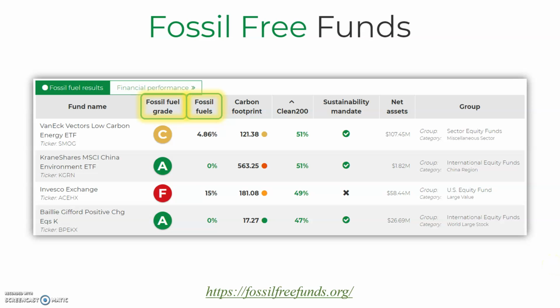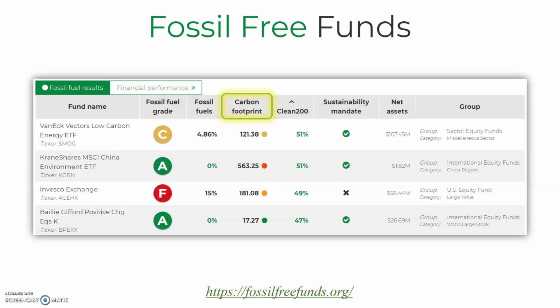The first category is the fossil fuel grade, which is based on the percentage of the total fund assets that are invested in fossil fuels. The way it's broken down is you get an A if it's 0%, B if it's between 0 and 4%. If 4 to 7% of the fund is invested in fossil fuels, that's a C. D is between 7 and 11%, and F is anything greater than 11%.